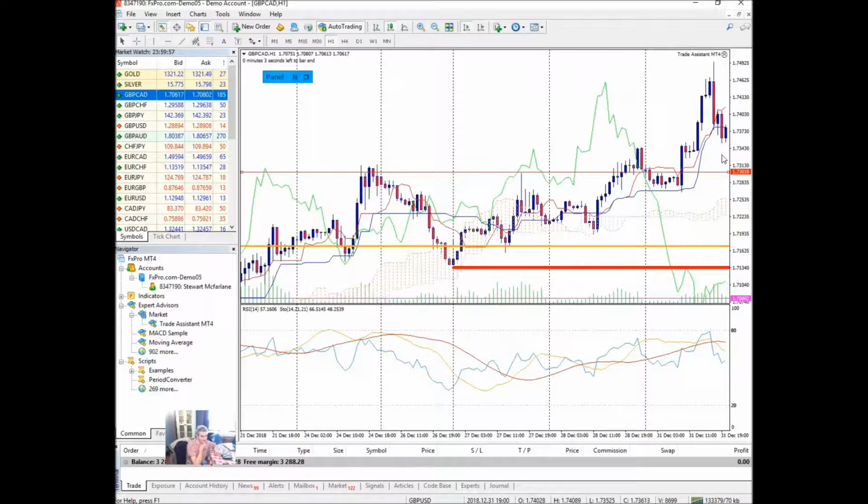So it's still a good trade to take. Remember, we came in from here. You could stick it out and get that run. That's quite a nice move from here.